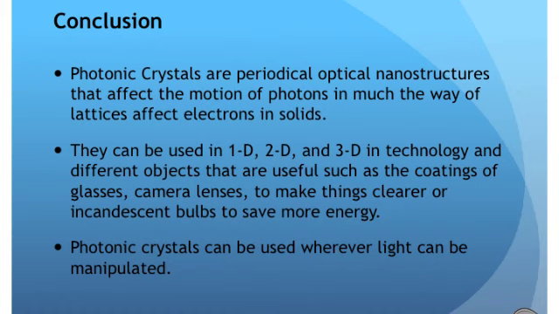In conclusion, photonic crystals are periodical optical nanostructures that affect the motion of photons in much the way lattices affect the electrons in solids. They can be used in 1 dimension, 2 dimensions, and 3 dimensions in technology and different objects that are useful, such as the coatings of glasses and camera lenses, to make things clearer, and incandescent bulbs to save more energy.